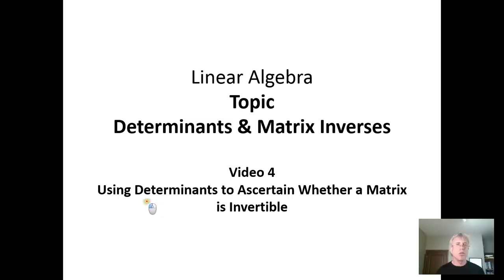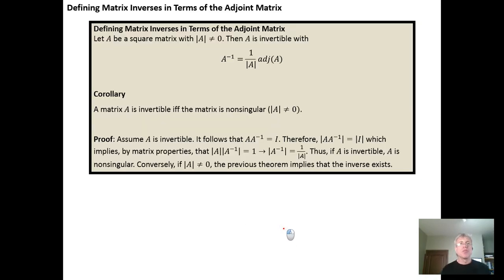So in this video we use determinants to ascertain or determine whether a matrix has an inverse or not. In the previous video we saw that the matrix inverse, A inverse, is defined as 1 divided by the determinant of A times the adjoint of A, and the requirement was that the determinant of A not be equal to 0.